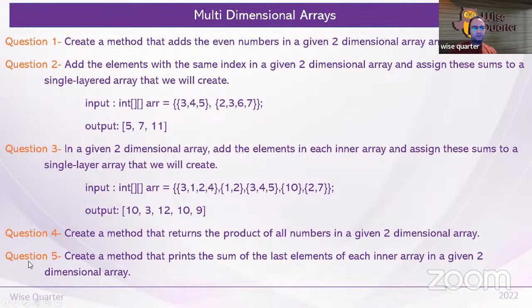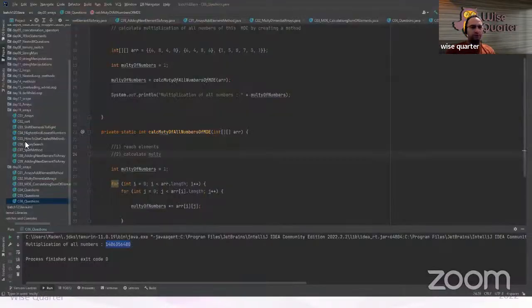Oh, this sounds interesting. Create a method that prints the sum of the last element of each array in a given two-dimensional array. Yes, we can create a logic for that one. I will copy it from the slide. Let's try to print the question.